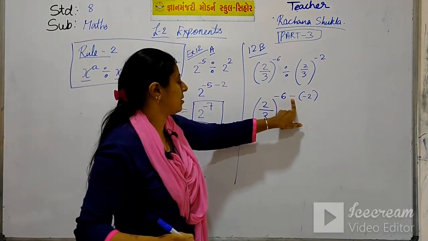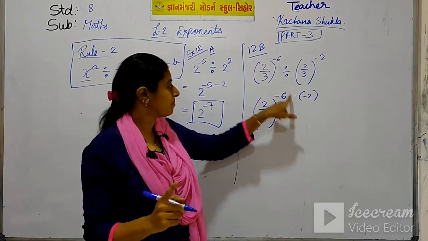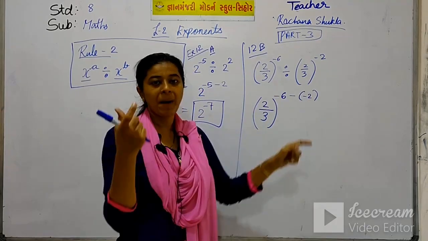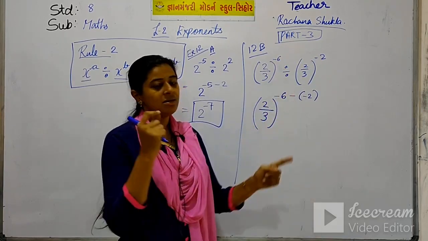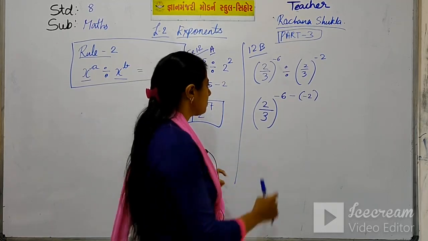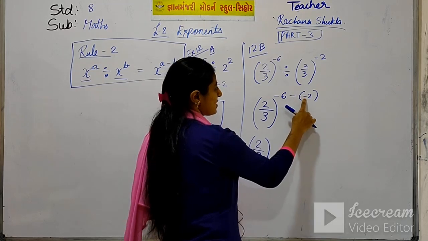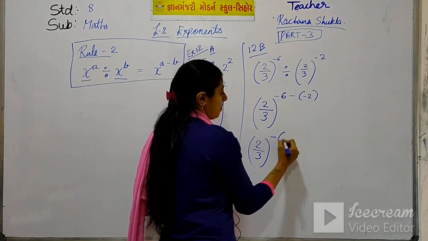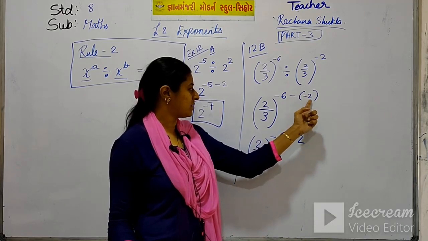minus 2. Why minus here? Because of the divide sign. So here it will be minus. Minus 6 divide, so minus and minus 2. Powers will be subtracted. I repeat, your powers will be subtracted and the sign before the powers will remain as it is. So let's do this. Minus minus plus. Once again look here: minus minus plus, minus 6 plus 2.